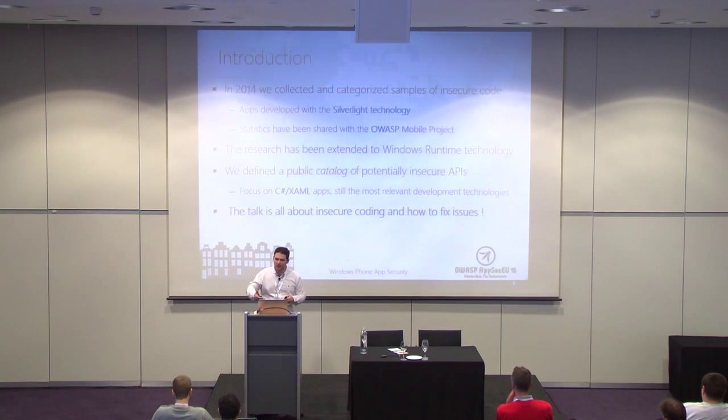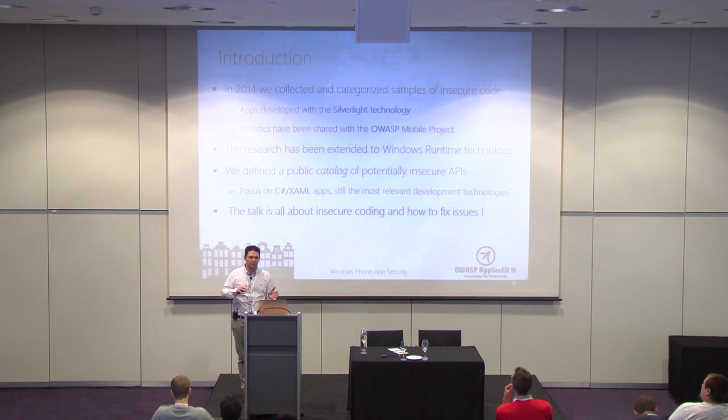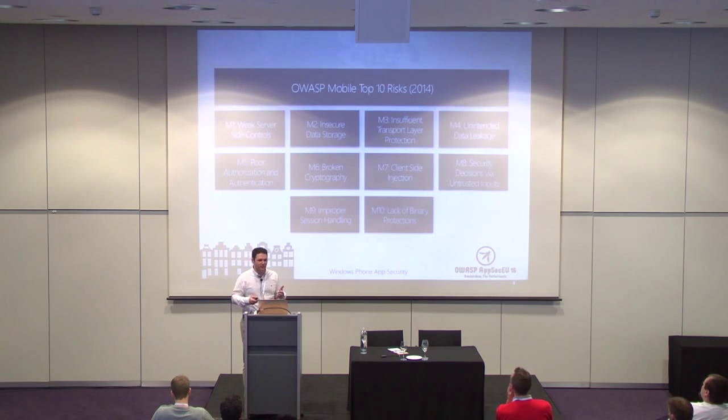Then we decided to extend our research, because during the first step of the study we only targeted applications developed with the Silverlight technology. So we decided to also analyze something like 160 more applications developed with the Windows Runtime technology, in order to cover the insecure or potentially insecure usage of the APIs provided by the Windows Phone SDK. So this talk is all about the results of the study, and I will use the Top 10 list for 2014 as a driver, because the one for 2015 is not yet ready.